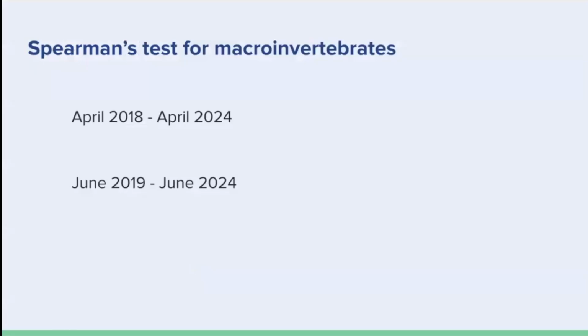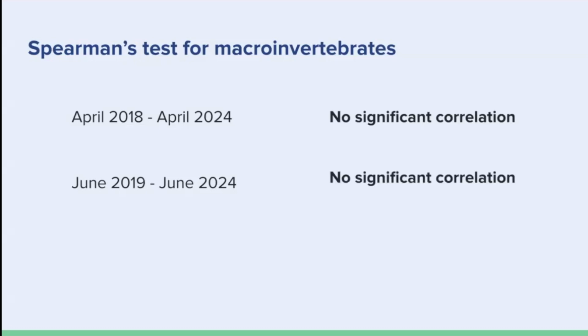So we're also going to do macroinvertebrates. I mentioned I did a Spearman's test for macroinvertebrates. Y'all remember how that worked, right? Okay. So long story short, I did one for both spring and summer, April 2018 versus April 2024, and June 2019 versus June 2024. And neither of them had a significant correlation. So algae did have a significant correlation. Macroinvertebrates didn't. The things that were most abundant in 2018 or 2019 were not the most abundant by the time we got to 2024, which is interesting.